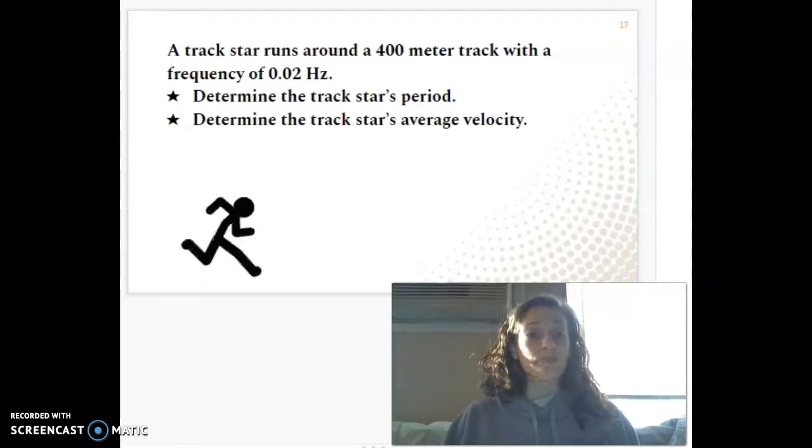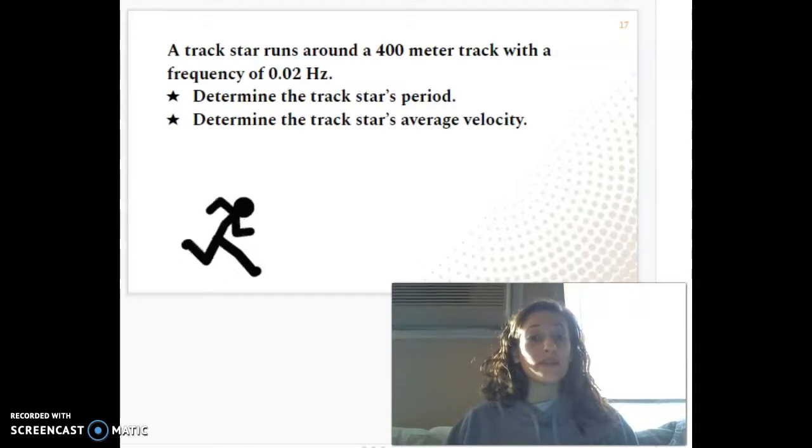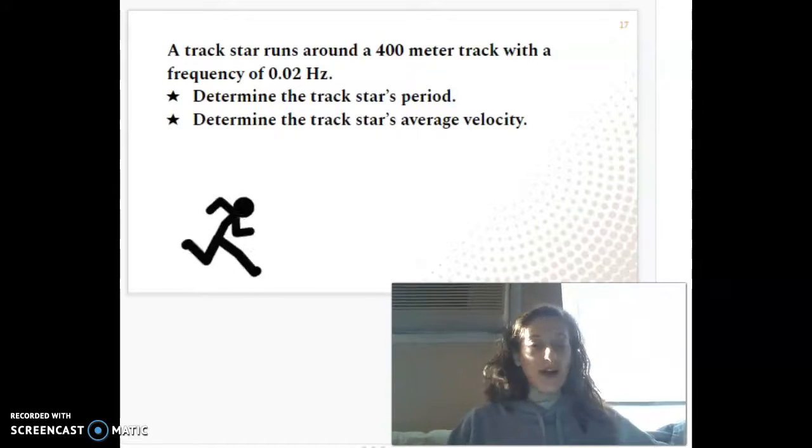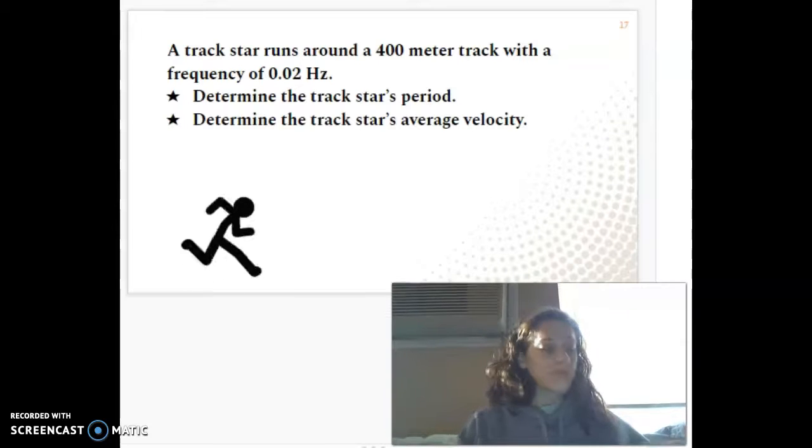So let's take a moment. A track star runs a 400-meter track with a frequency of 0.02 hertz. Determine the track star's period. Determine the track star's average velocity. So let's do this one together.